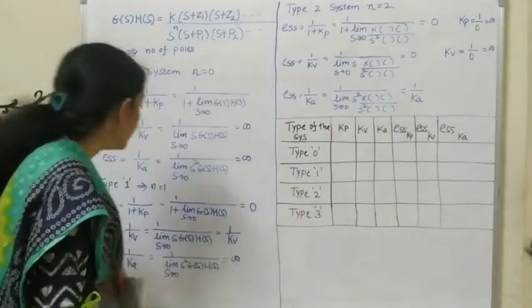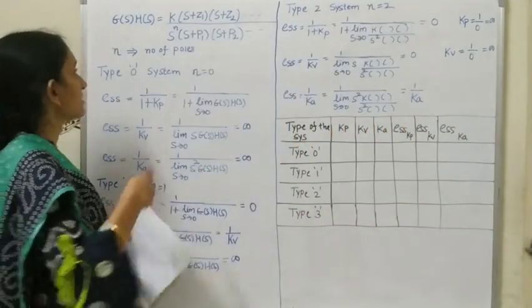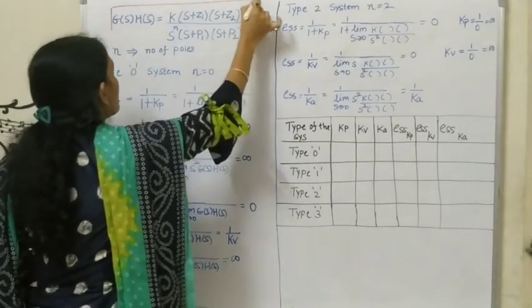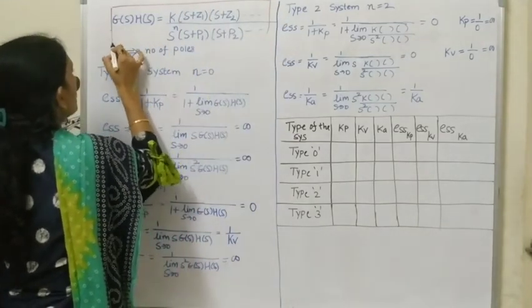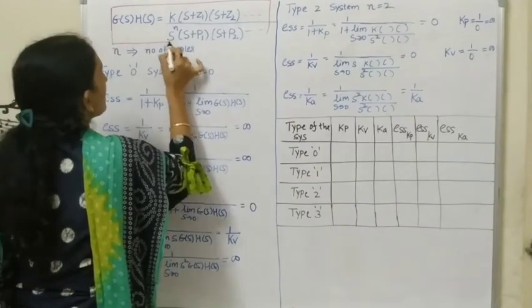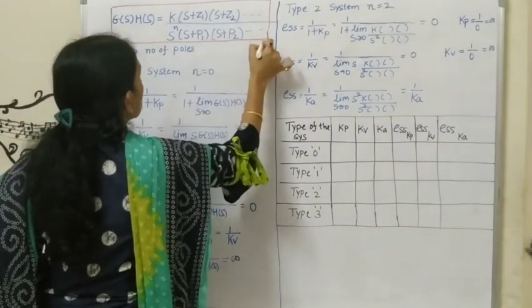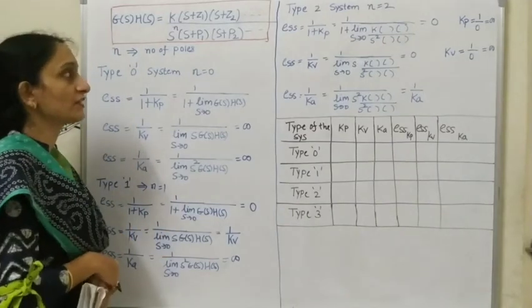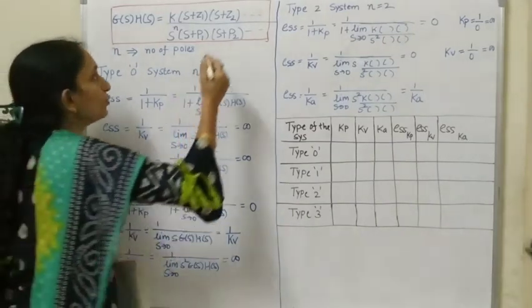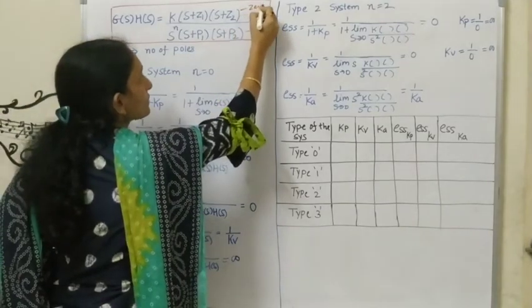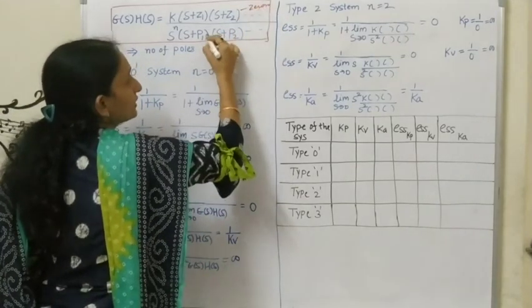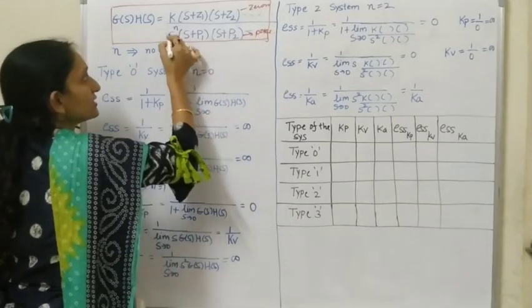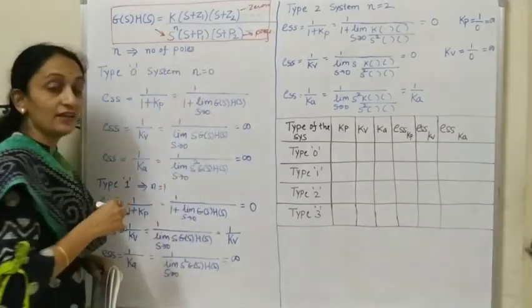So look at this. See here, this is the generalized form of the transfer function. Okay, G(s)H(s) is equal to K, constant K, into (s plus z1)(s plus z2) upon s raised to power n (s plus p1)(s plus p2). Okay, so the numerator will give you the number of zeros when you equate it to 0, and the denominator will give you the number of poles. Okay, so look at this term, this s raised to power n is there.